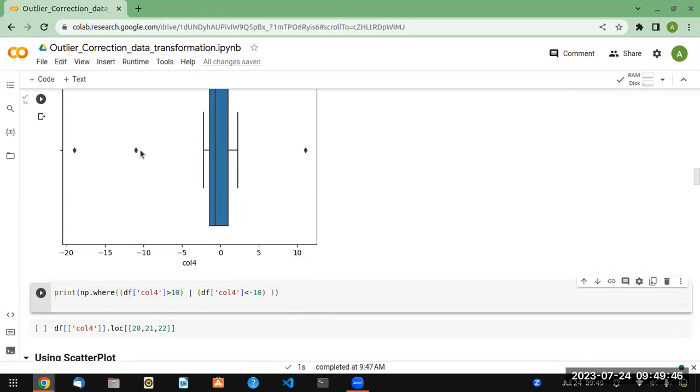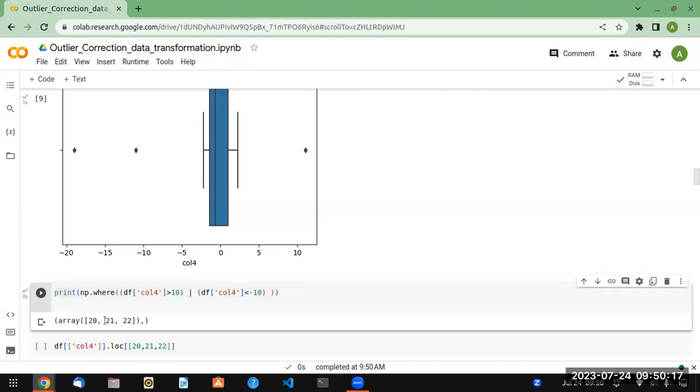Then what is this symbol? This pipe symbol means or. So we are saying: find the index numbers where column 4 from my data frame is greater than 10 or less than -10. Because you can see here, this is 1 point and these two are beyond -10. If I run this code, I'll get the index numbers.